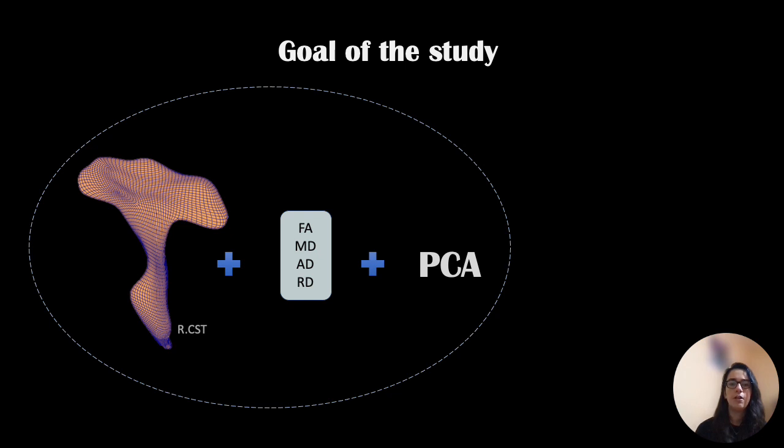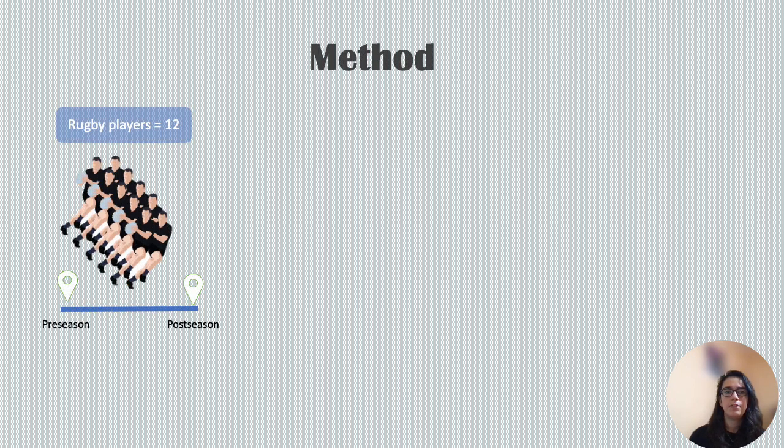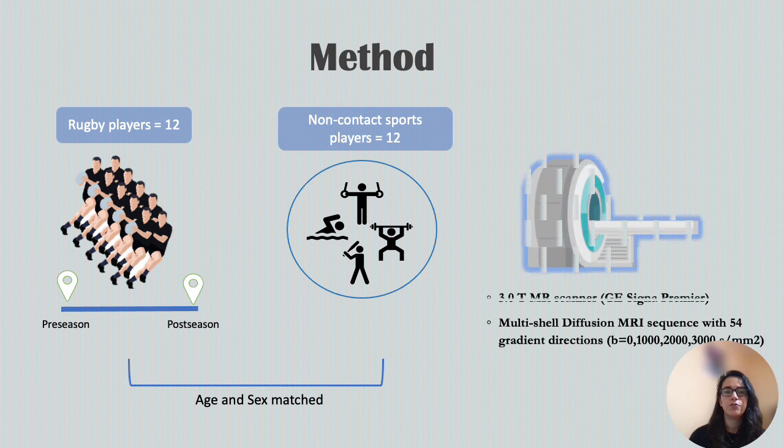We use this technique on MRI scans of high school rugby players, and our goal is to see if we could spot any small changes in the brain that come from repeated head impacts in comparison to athletes who play non-contact sports. For this purpose, we had MRI scans of the brain of high school rugby players at preseason and postseason. We also acquired MRI scans of the brain of age and sex matched non-contact sports athletes. All scans were acquired using a 3 Tesla scanner, and multi-shell diffusion scans were acquired from all players.